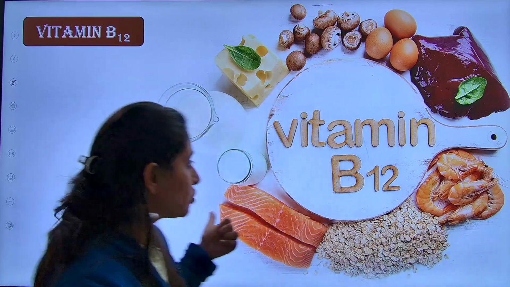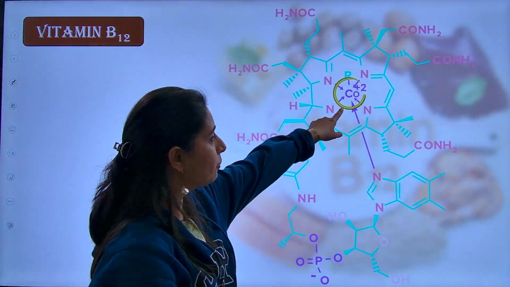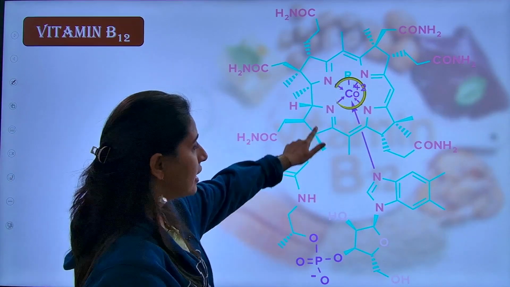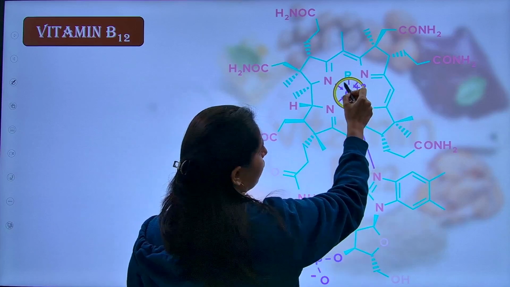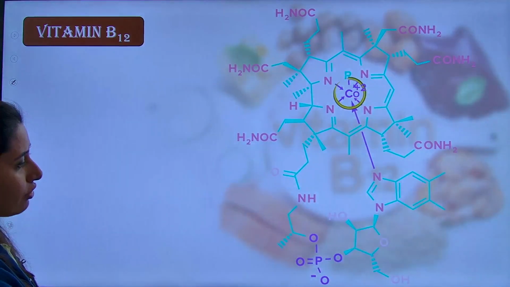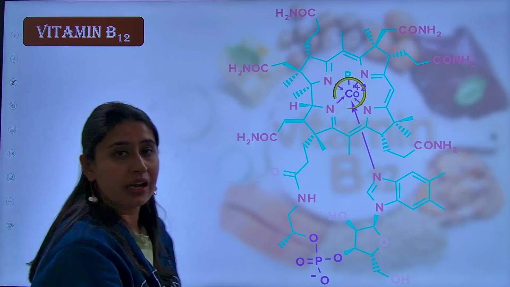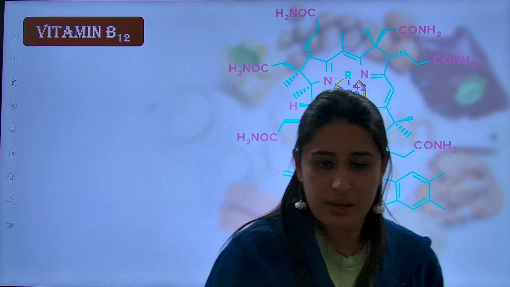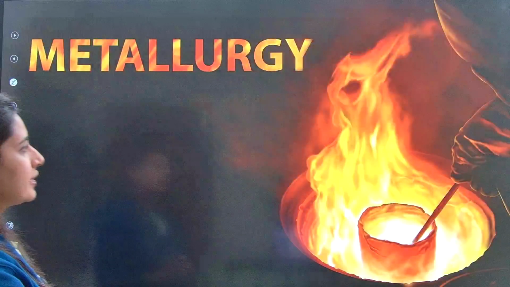Vitamin B12 is all about a coordination compound, which looks like this, where you have cobalt 2 plus in the center. Again, you can see a complex being formed: 1, 2, 3, 4, 5, 6. You can see there is ring formation, again chelation, in vitamin B12. Cobalt 2 plus is our central metal ion here. All of these are great examples.